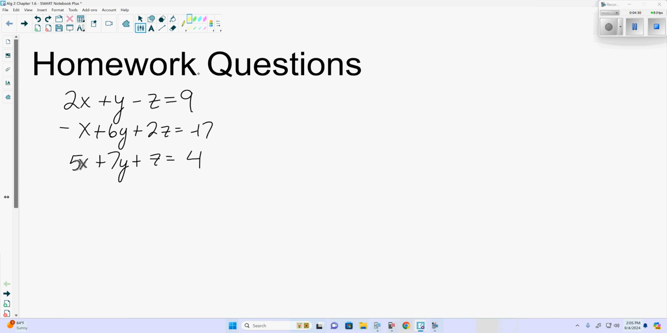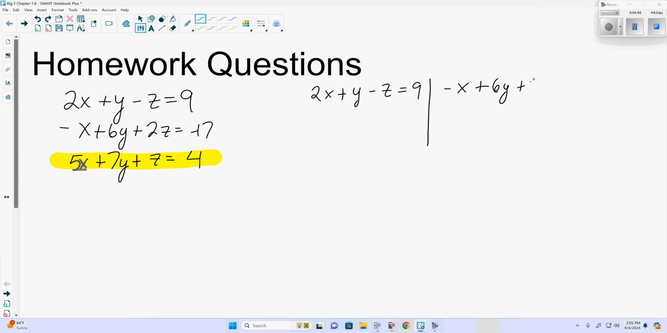Now the next thing we need to do is pick the equation we're going to use to remove z from the other 2. So we pick whichever one has 1z, so we either take the first one or the third one. It doesn't really matter which. Now the next thing we can do is list the other 2 equations. 2x plus y minus z is equal to 9. Negative x plus 6y plus 2z is equal to negative 17.